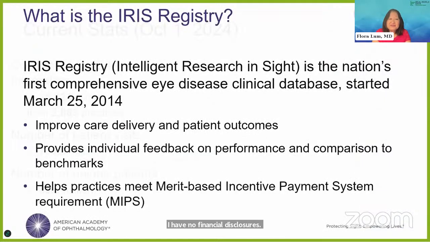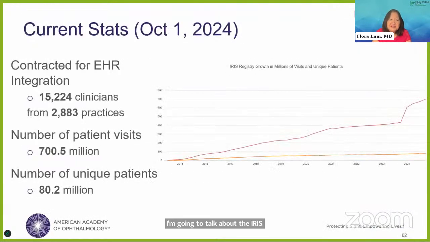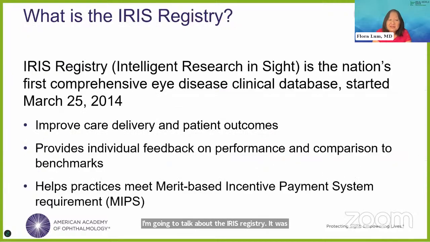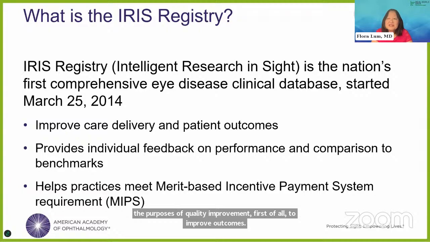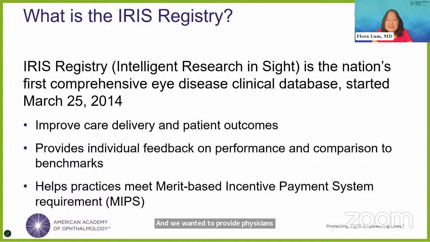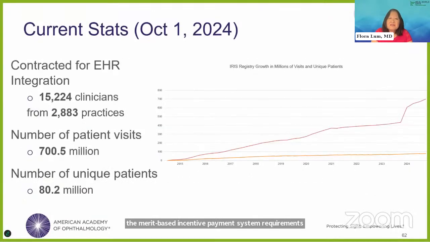I'm going to talk about the IRIS registry. It was developed by the American Academy of Ophthalmology for the purposes of quality improvement, first of all, to improve outcomes. We wanted to provide physicians with individual feedback and be able to compare to benchmarks. And importantly, it helps practices meet the merit-based incentive payment system requirements. To date, there are over 15,000 clinicians from almost 3,000 practices across the United States. We have 700 million visits and about 80 million unique patients.